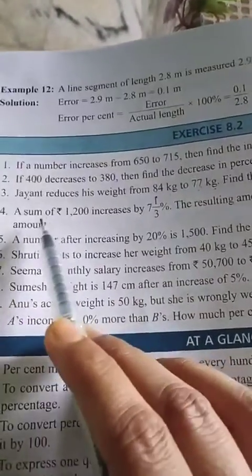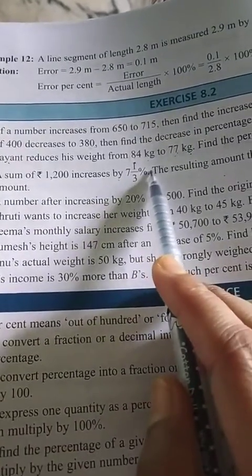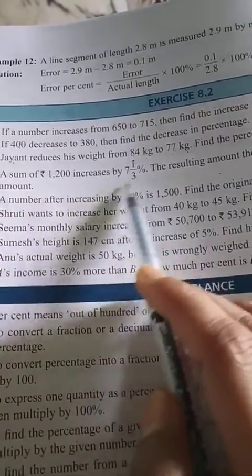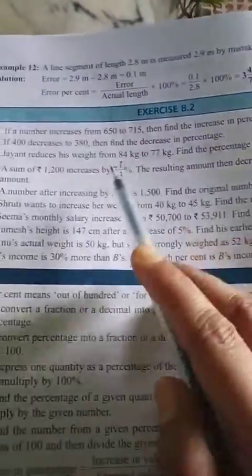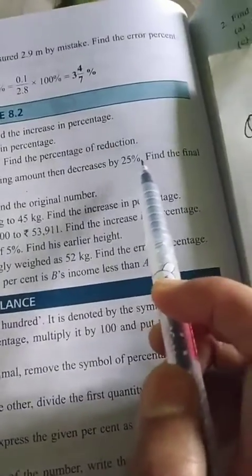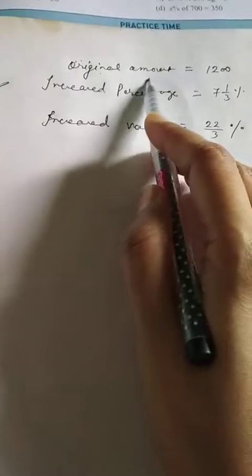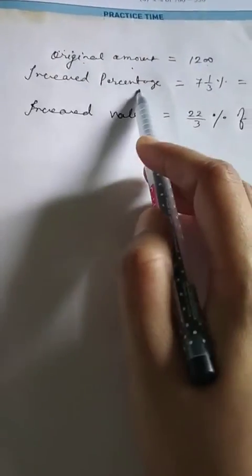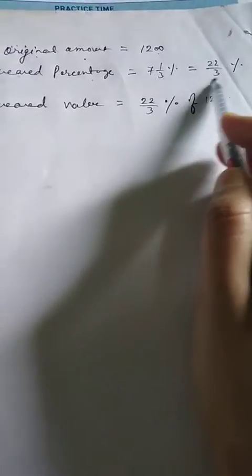Question number 4. A sum of rupees 1200 increases by 7 1/3 percent. The resulting amount then decreases by 25%. First this amount increases by this much, and then the resulting amount decreases by 25%. Find the final amount. You have to see this question carefully. The original amount is 1200, and the increased percentage is 7 1/3, which is 22/3 percent.